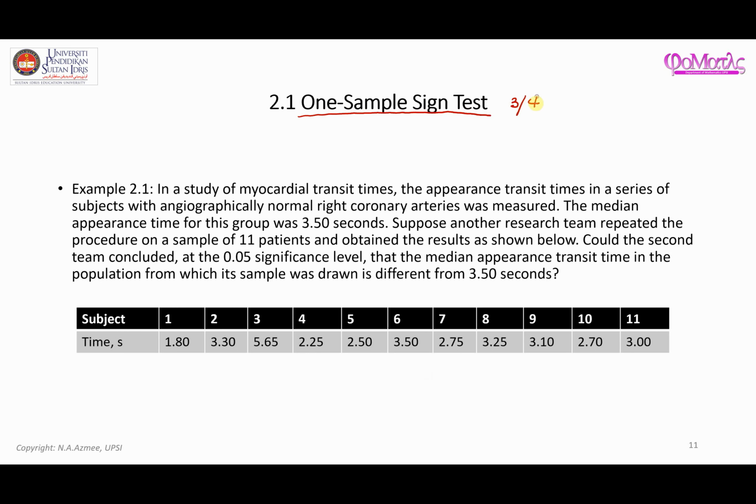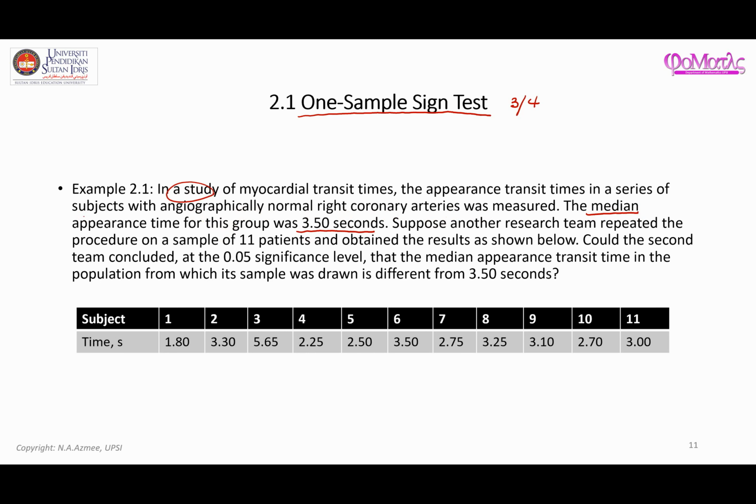And in this video, I'm just going to give one example related to how this procedure can be applied. In a study of myocardial transit times, the appearance transit times in a series of subjects with angiographically normal right coronary arteries were measured, and the median appearance time for this group was 3.5 seconds.